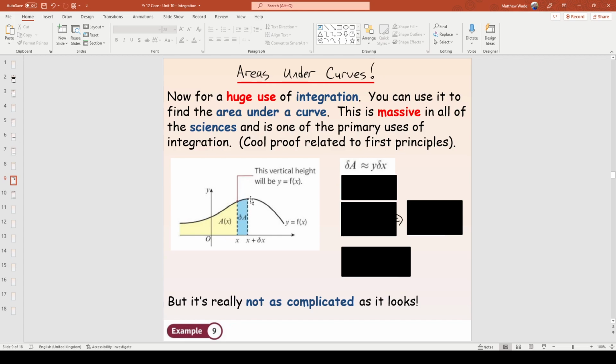See the little blue area that they've drawn right there? The proof works like this. If you consider this little blue area, which is supposed to be really thin compared to the whole area, if you break the whole area up into a whole bunch of little thin blue areas, and then you add up all the little thin blue areas together, that should equal the yellow area.